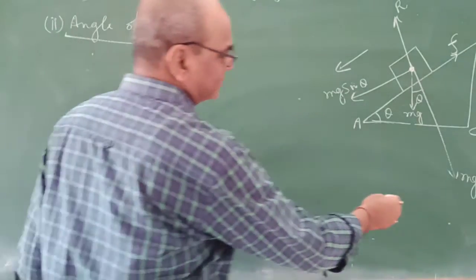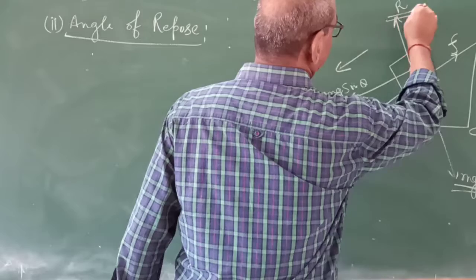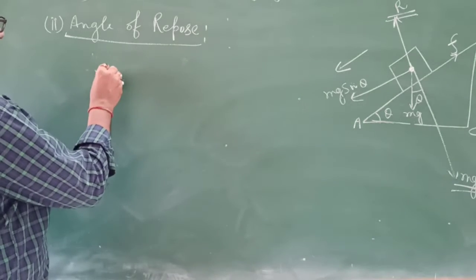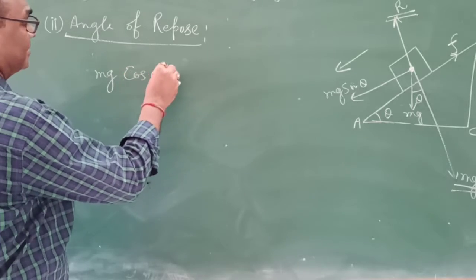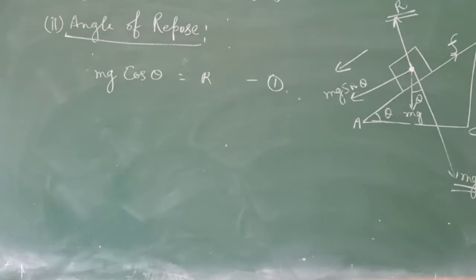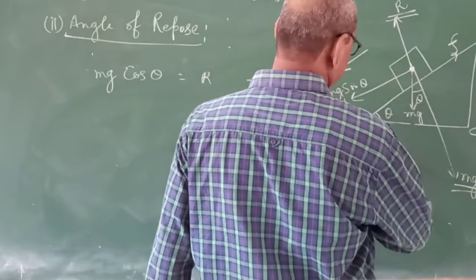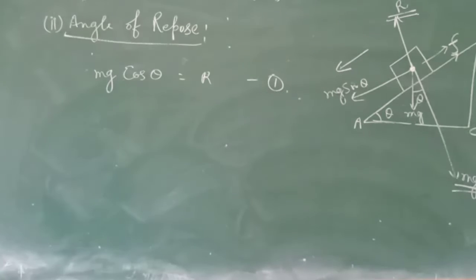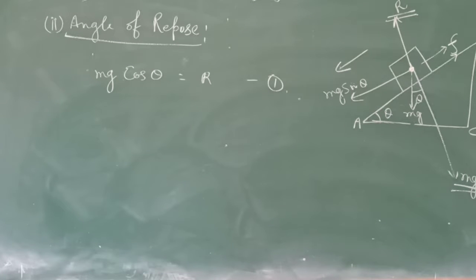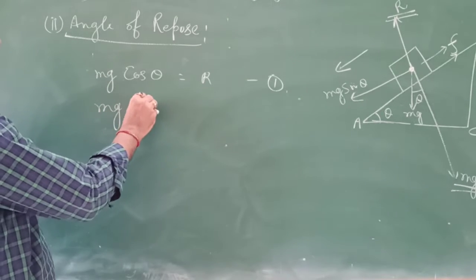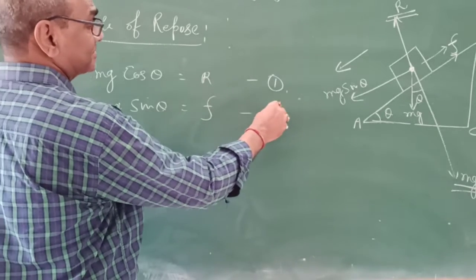Now you see this diagram, mg cos theta and R both act along the same line of action but in opposite directions. Therefore, we write mg cos theta is equal to R. Equation number 1. Now, in this diagram, mg sin theta acts towards B to A. The force of friction acts towards A to B. These two forces are also equal in magnitude and opposite in direction. Therefore, mg sin theta is equal to F, so the block is at rest.